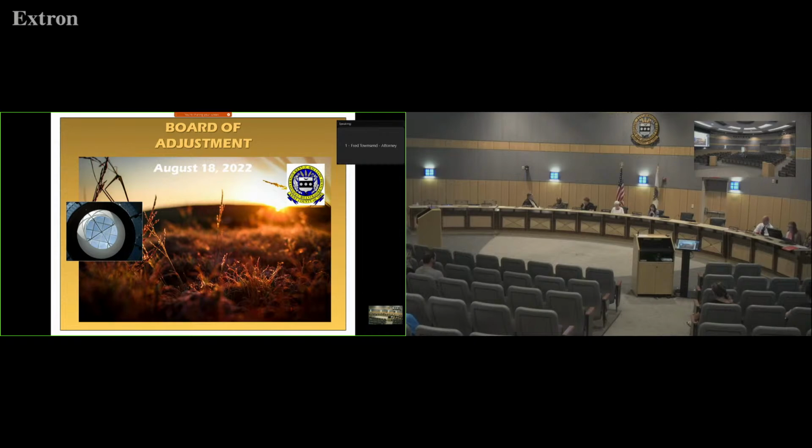The procedure on each variance application will be as follows. The legal notice will be read on each case prior to the receipt of testimony. There will be a brief explanation of the application by the staff. The board will then receive testimony from all of those in favor of the application, followed by testimony of those who may be opposed. Once those persons in favor and those in opposition have had an opportunity to speak, the hearing on that application will be declared closed.